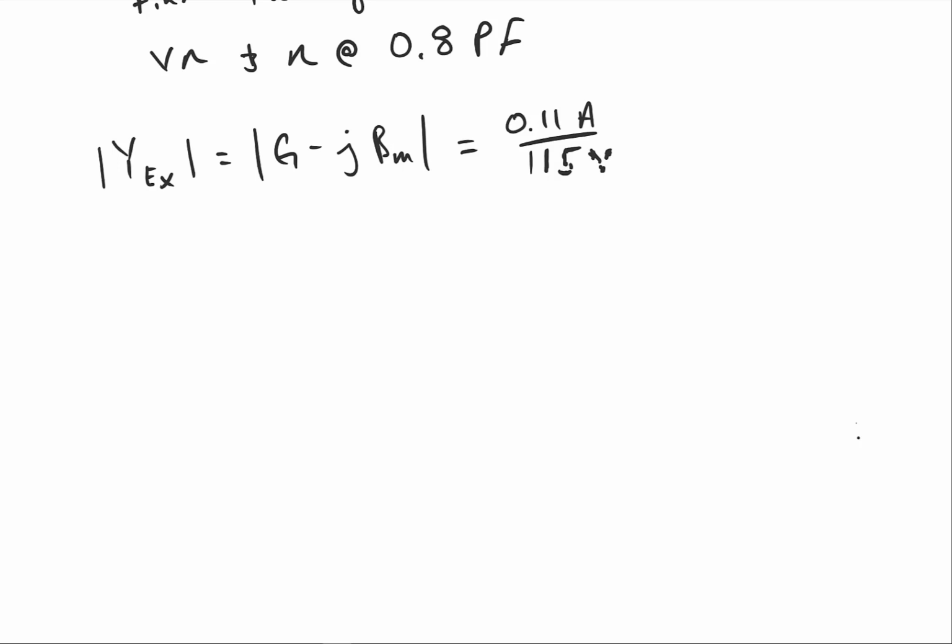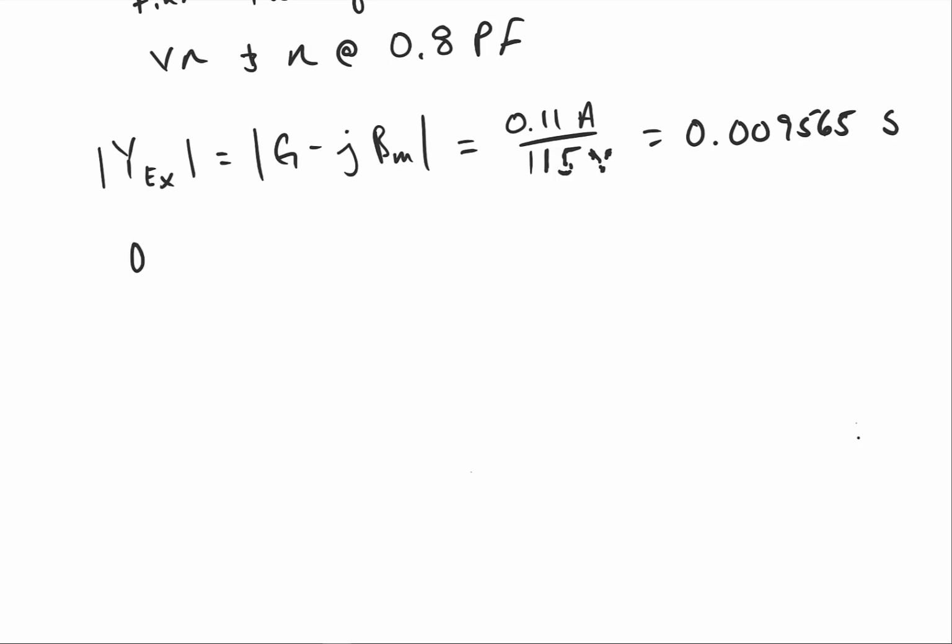If we do this division, we get 0.0009565 Siemens. So that gives us the magnitude of the excitation branch admittance. And now we just need the angle.